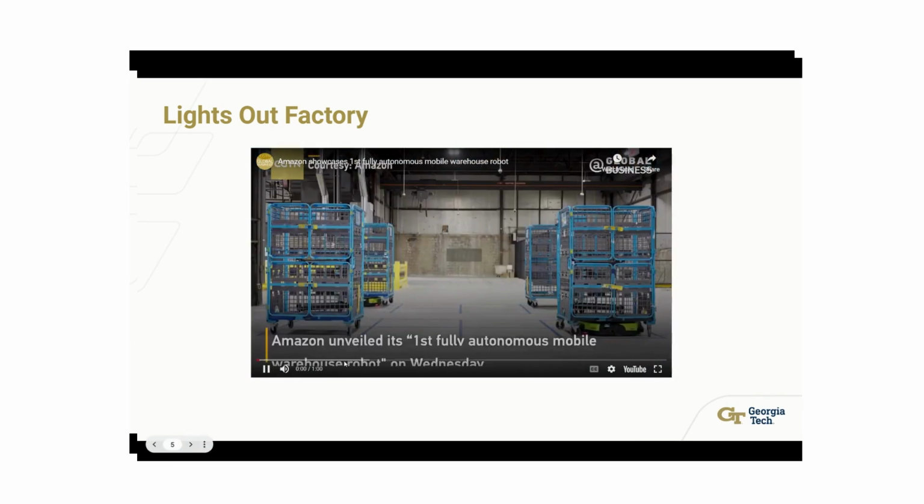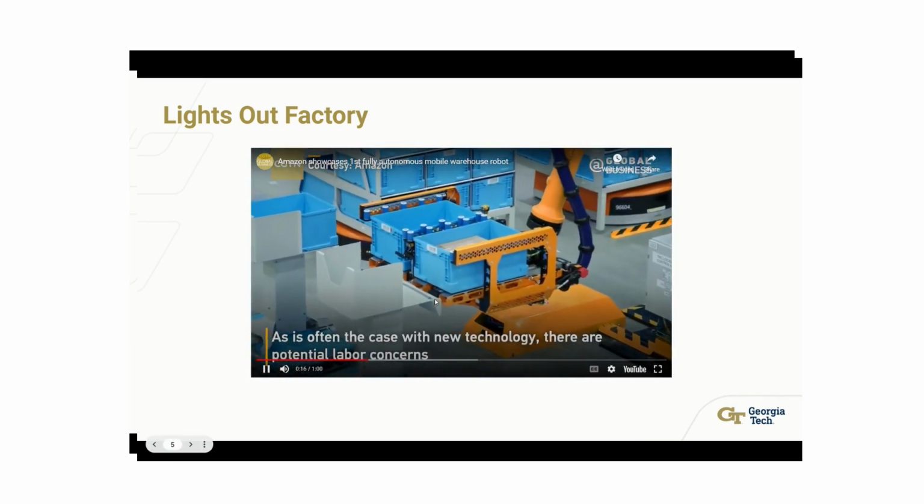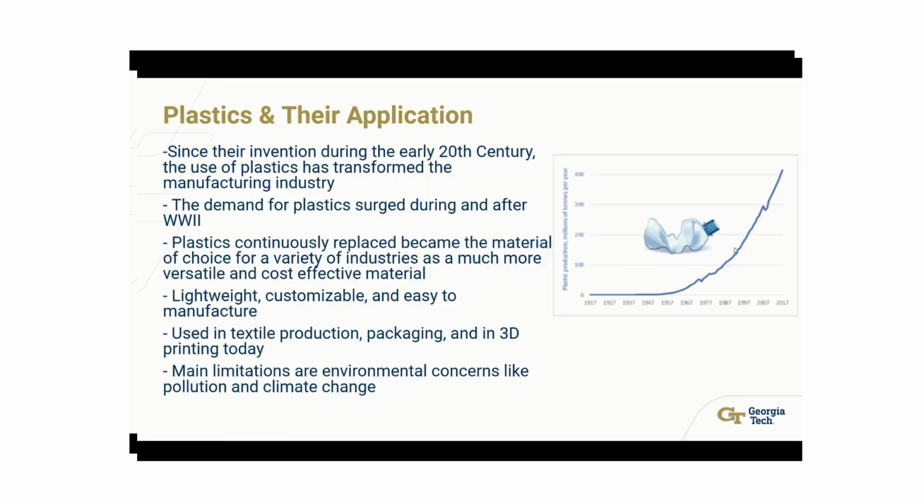So here's an example of this: Amazon developing a very sophisticated piece of technology that humans would typically be doing themselves. The next topic is plastics and their applications. Since they were mentioned in the early 20th century by Belgian scientist Leo Baekeland, they've really transformed and dominated material use in the manufacturing industry.